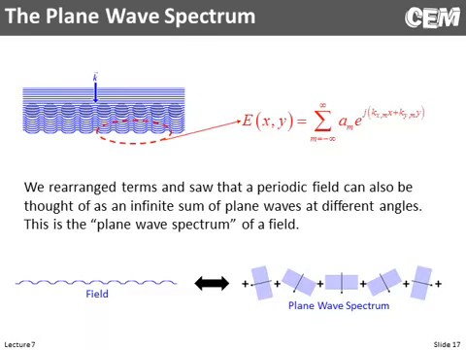So periodic fields can also be represented as a bunch of plane waves at different angles. But we don't know the amplitudes of them. We'll know the directions from the grating equation, but we won't know the amplitudes.